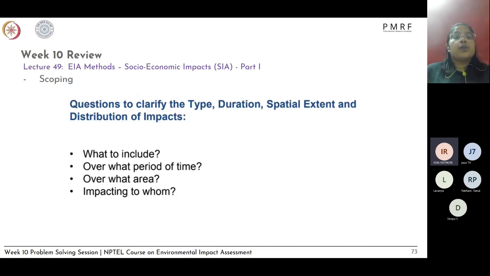And then in the scoping, you need to ask questions to clarify the type, duration, the spatial extent, and distribution of impacts. You need to ask what sort of effects to include, what is the period of time for the study, what is the area over which you're going to study this, and on whom these impacts are being studied, that is, the level of the study.